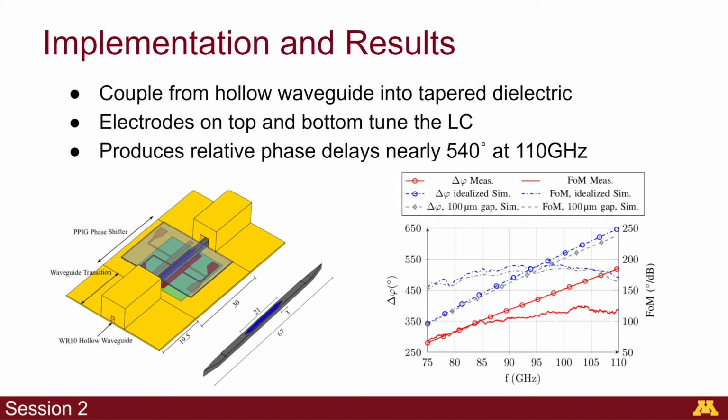Using the device, researchers were able to produce differential phase shifts, meaning the maximum phase delay minus the minimum phase delay, of more than 500 degrees at 110 gigahertz, which is more than 100 degrees per decibel of loss. This device is the first step toward integrating a liquid crystal phase shifter for millimeter waves in planar device architectures, which would make it much easier and cheaper to integrate into existing systems.